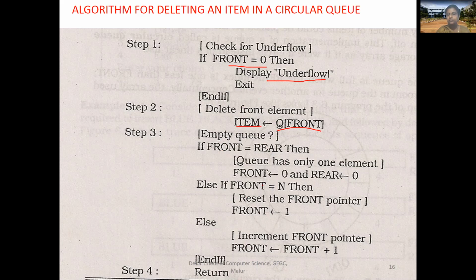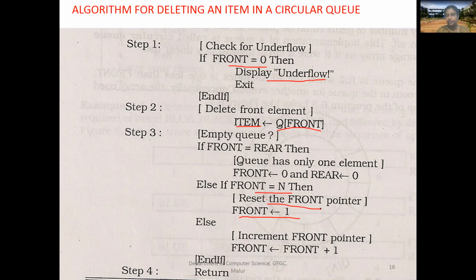Otherwise, you check whether front is equal to n. If your front is taken as n value, if your queue size is 5 and your front is also 5, then what you have to do? You need to take front as 1. Since front has reached the last point, once again it should start with the first location. So if front becomes n value, then you need to take front as 1.